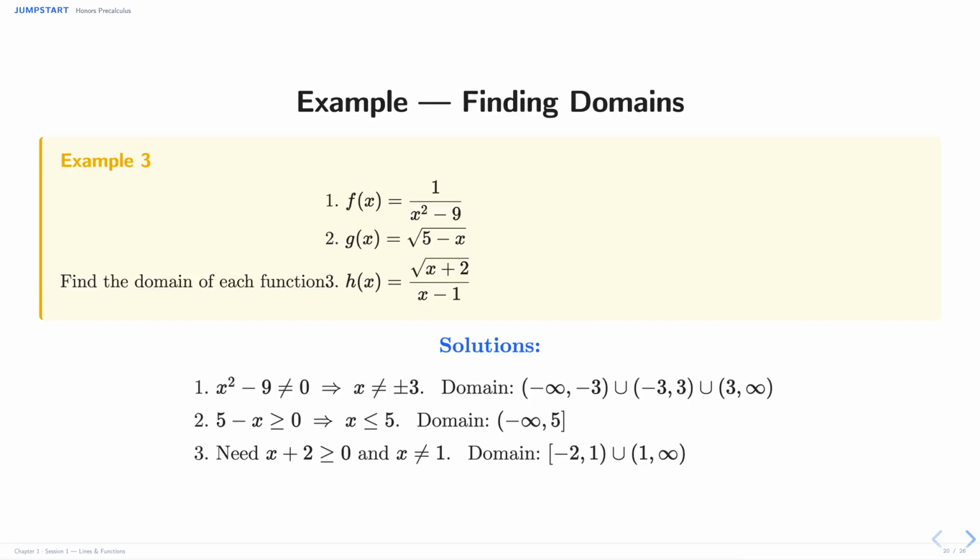Let's find the domain of a few functions. For the function f of x equals 1 over x squared minus 9, we find that x cannot equal positive or negative 3. Therefore, the domain is all real numbers except for those 2 points. For g of x equals the square root of 5 minus x, the domain is all values less than or equal to 5. Lastly, for h of x equals the square root of x plus 2 over x minus 1, we need to ensure x is greater than or equal to negative 2 and not equal to 1.